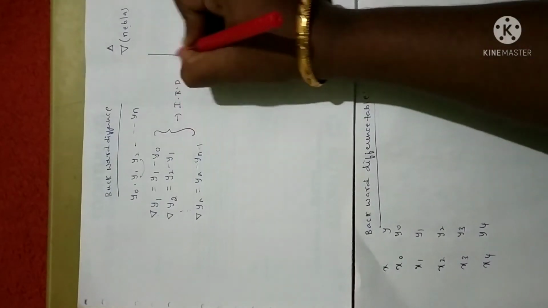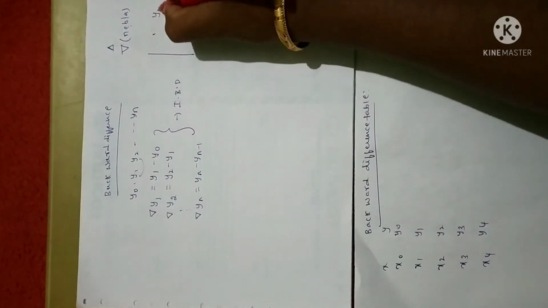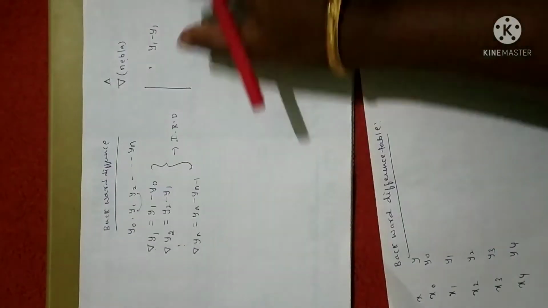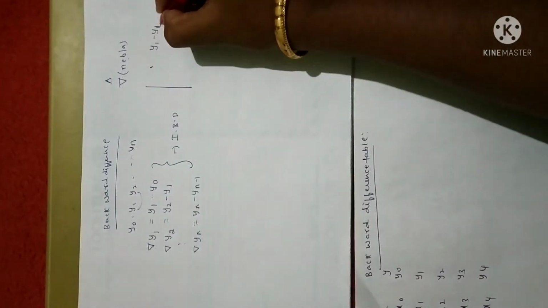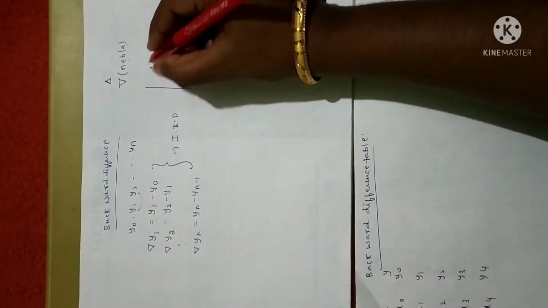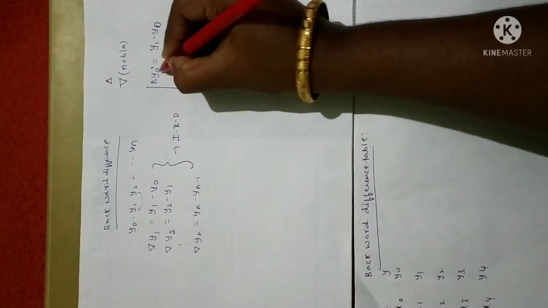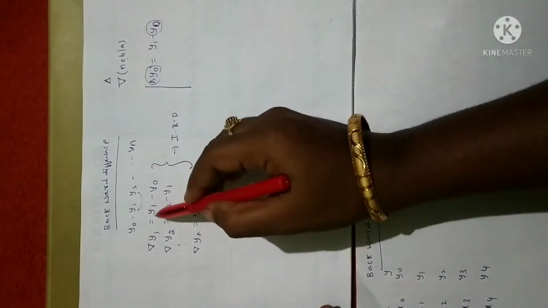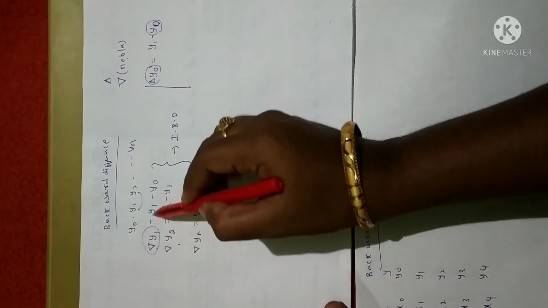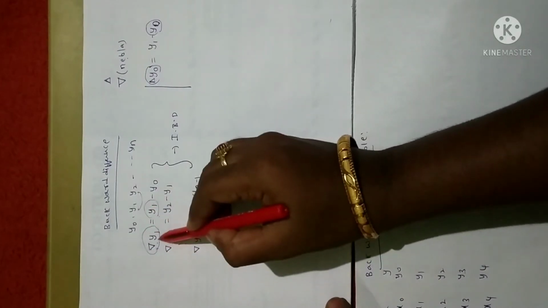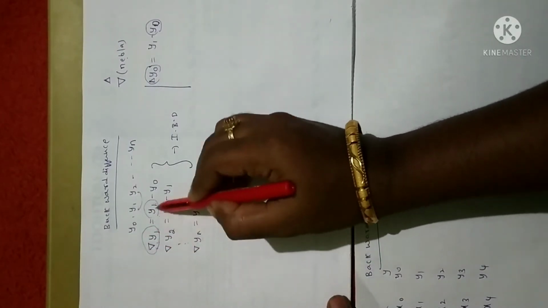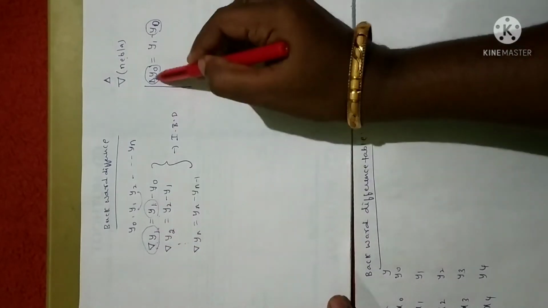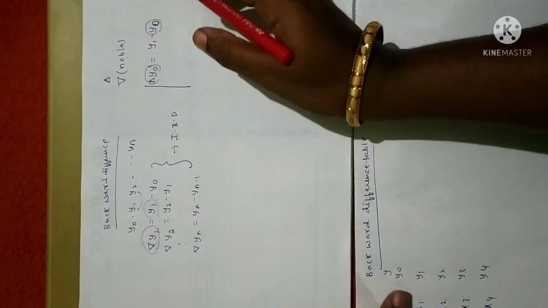In the case of the first forward difference, as I have explained, if you take the difference y1 minus y0, you represent it in forward difference as delta y0. That is, the suffix here and the last suffix should be the same. But in the case of backward difference, the first term's suffix and this suffix should be the same. You can note the difference here only. So this is backward difference, this is forward difference. Don't get confused with that.